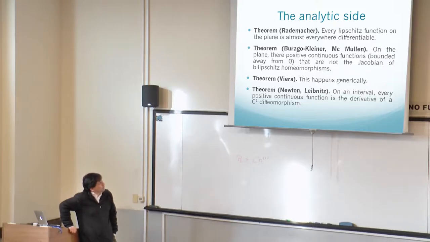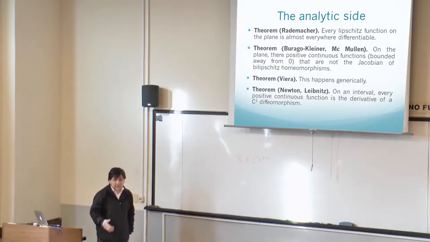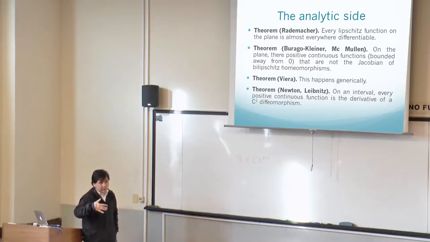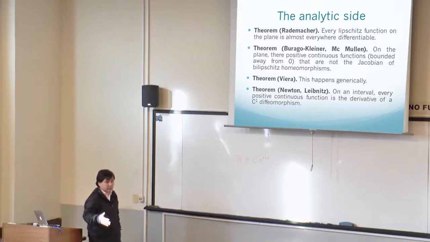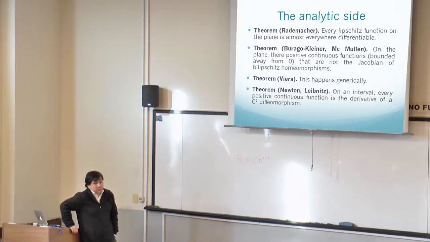But what they prove, Burago and Kleiner and McMullen, is a theorem on analysis that translates into the theorem on Delone sets. And the theorem is that on the plane there are positive and continuous functions which are actually bounded away from zero, okay, that are not the Jacobian of a bi-Lipschitz homeomorphism, okay? And this is the theorem.